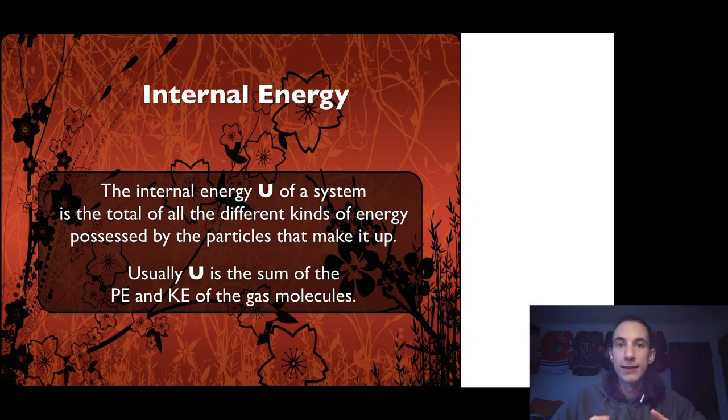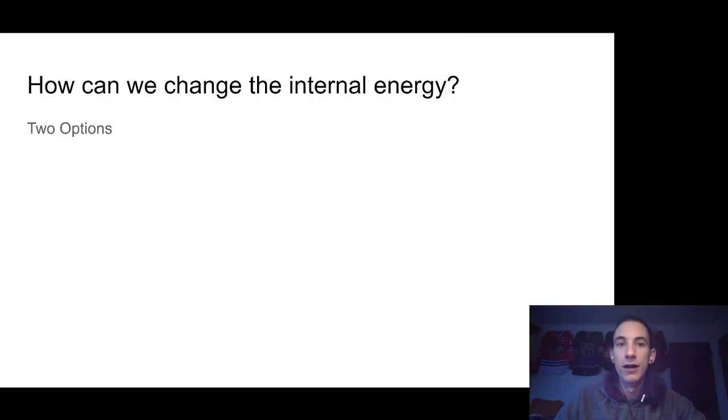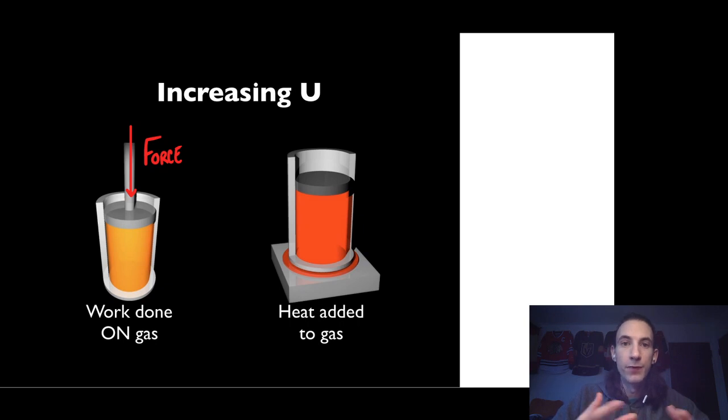And what we're going to look at is how can we do that? How can we change the temperature or the internal energy of our system? So we really have two options. There are two ways we can go about doing it, and both of them correlate with what we talked about with our gas laws and what we've been talking about before.